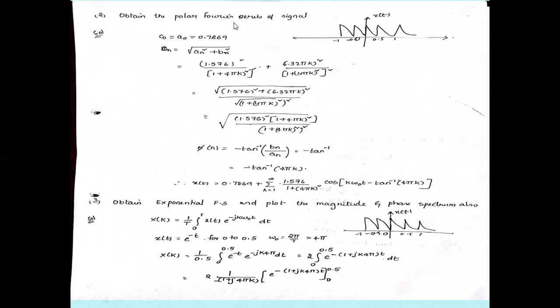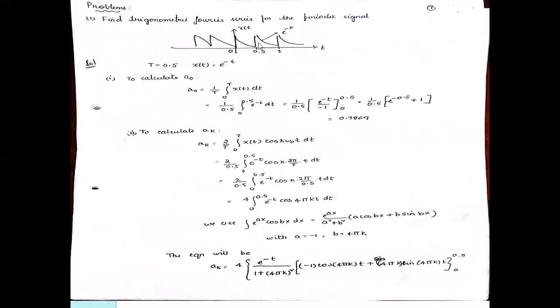Obtain a polar Fourier series of the given signal. We already completed this. Find the trigonometric Fourier series for a periodic signal. With the period of 0 to 0.5, the given signal is an exponentially decaying signal. So x of t is equal to e power minus t, and t is equal to 0.5 because the time period is 0 to 0.5.